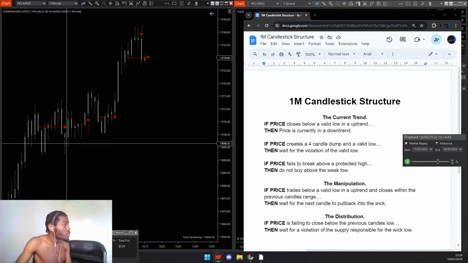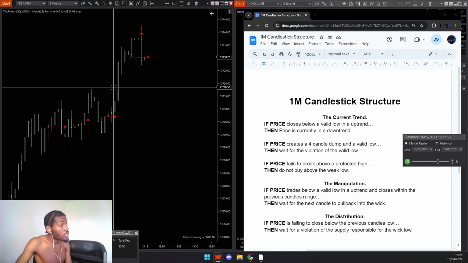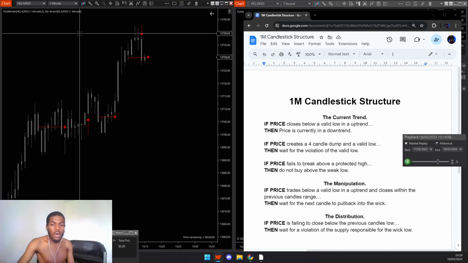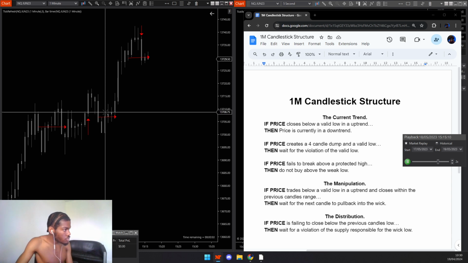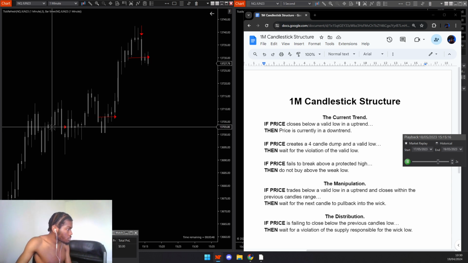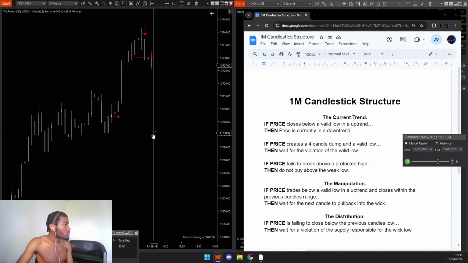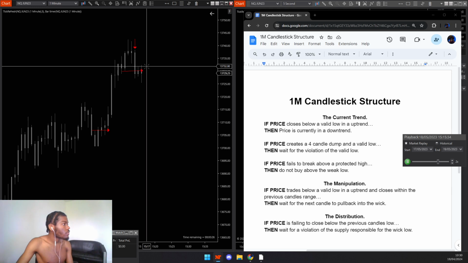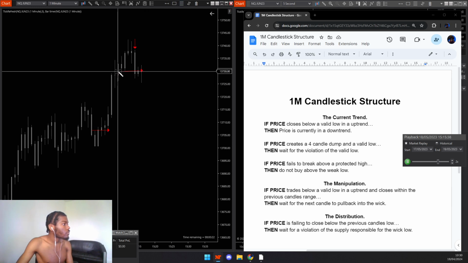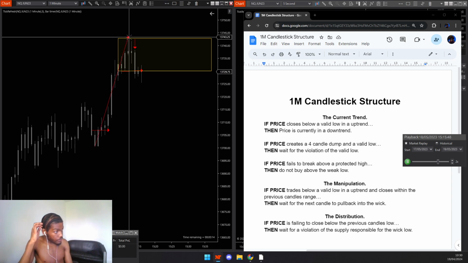Now structure is broken time and time again on the 1 minute. But this is how I follow price. This is how I follow structure. That leads to profitable decisions. So now we form the top of the range. And I'm talking about this range here.